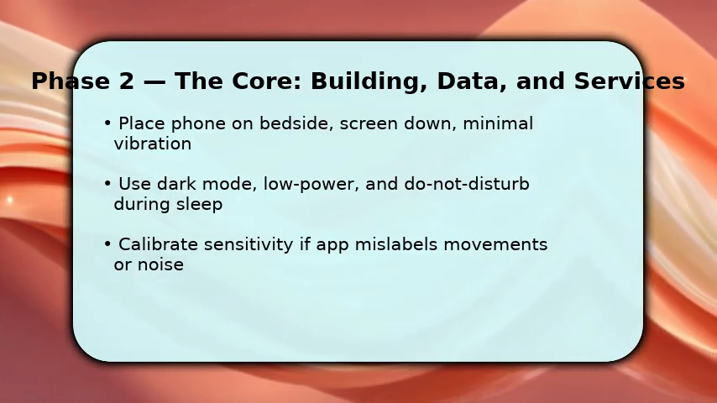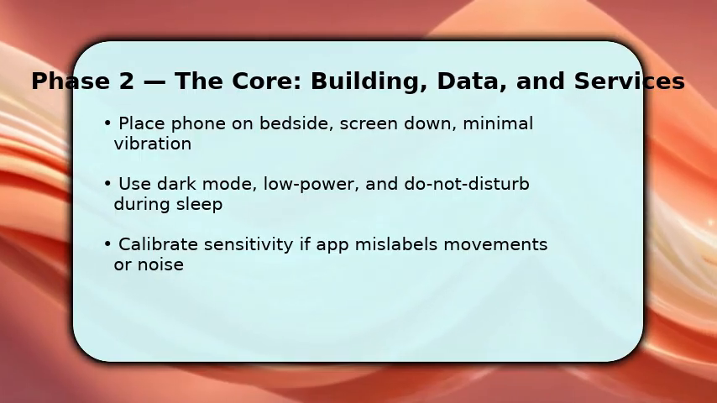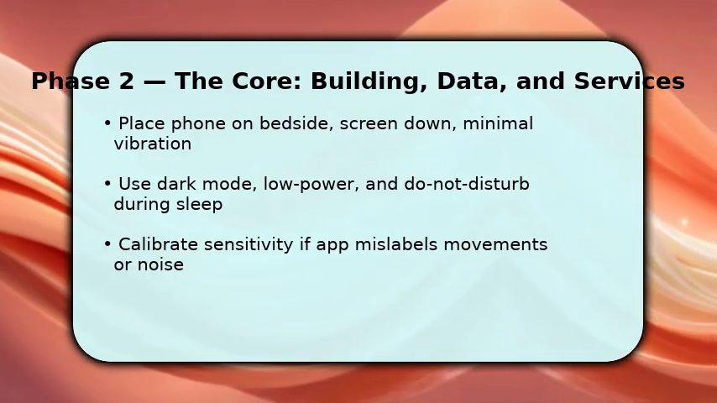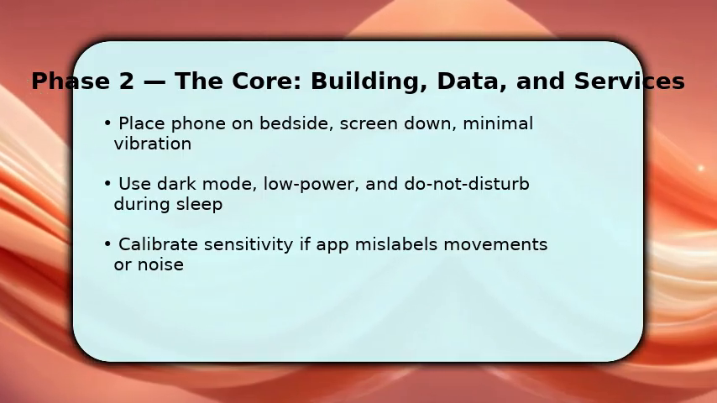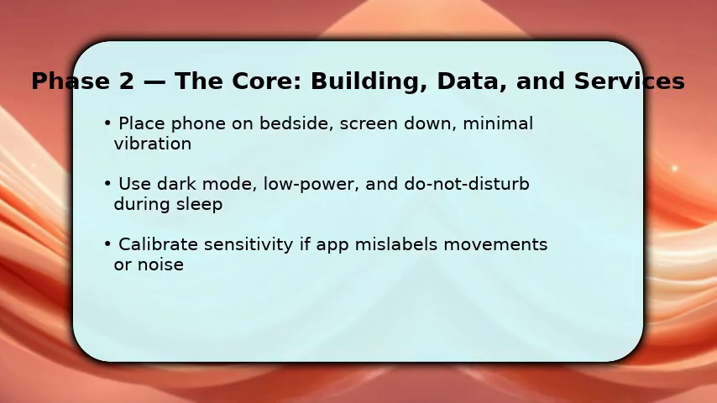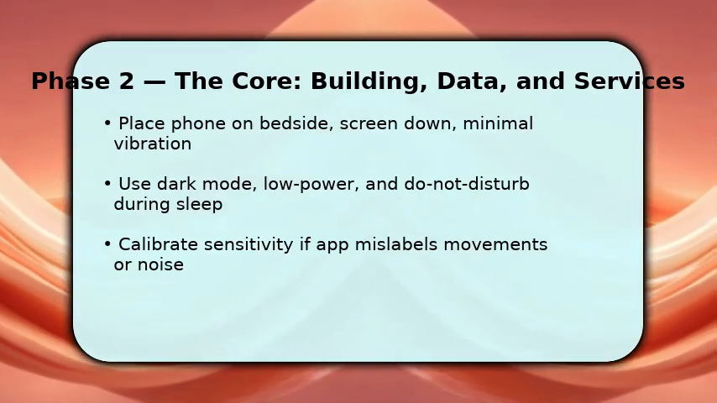If you notice false movement or incorrect phases, open sensitivity settings and calibrate. Reduce microphone sensitivity for noisy rooms or increase motion sensitivity if you're restless. Doing this improves sleep stage estimates and helps the smart alarm choose the best wake moment.